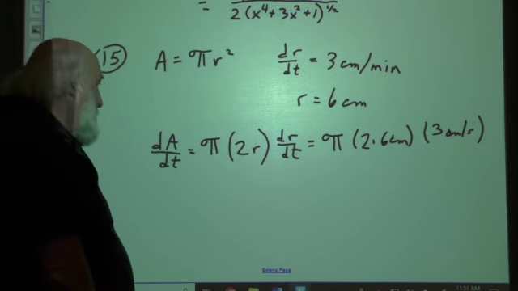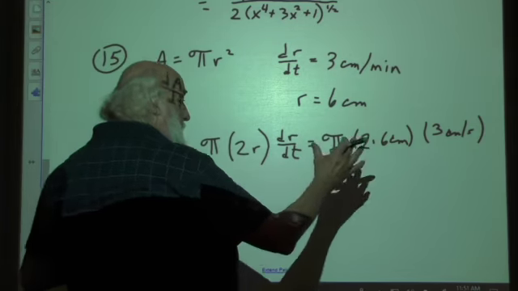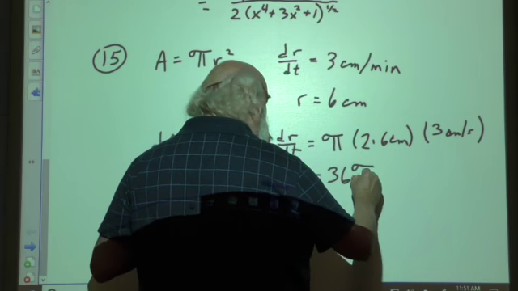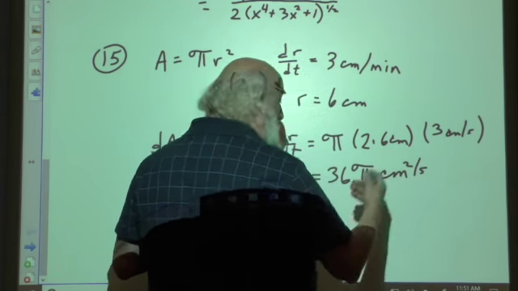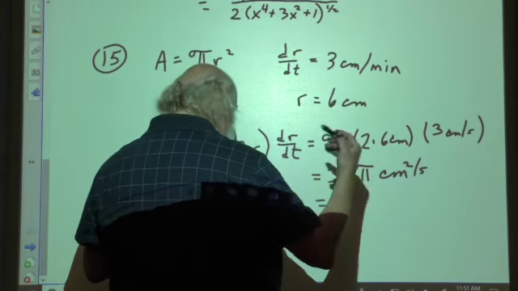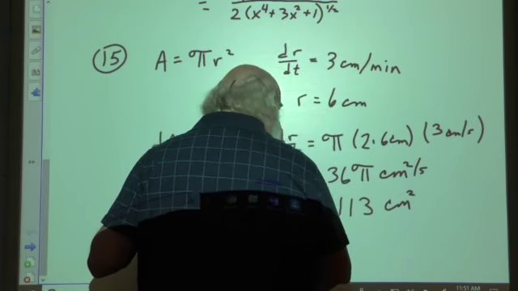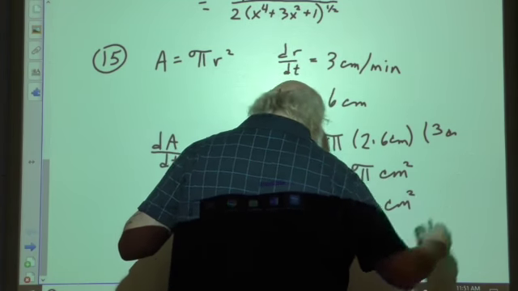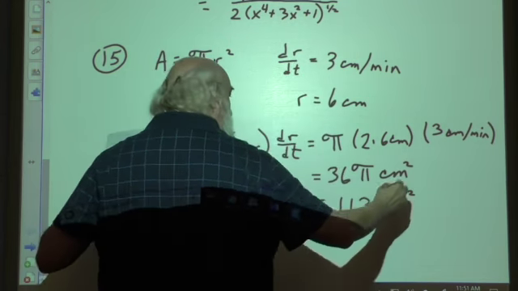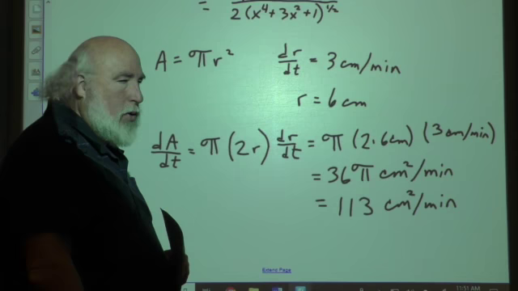Okay? Now, if we go ahead and multiply all that through, if you leave it in pi form, 2 times 6 is 12, 12 times 3 is 36 pi centimeters squared per second, which makes sense. The area is changing, so the centimeters should be squared. If you went ahead and multiplied this out, which is fine, you can do that, I believe that's 113 centimeters squared, and that's not second, that's minute. So let's fix that. That's the physics teacher coming out. So 113 centimeters squared per minute.